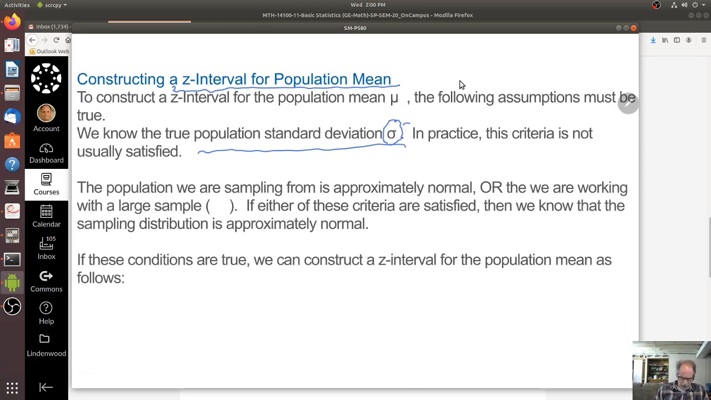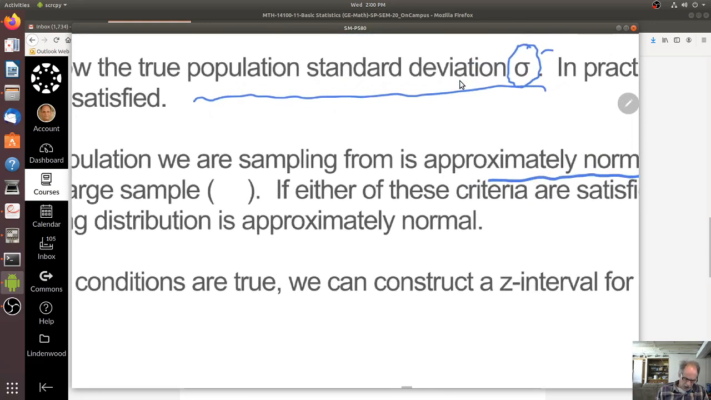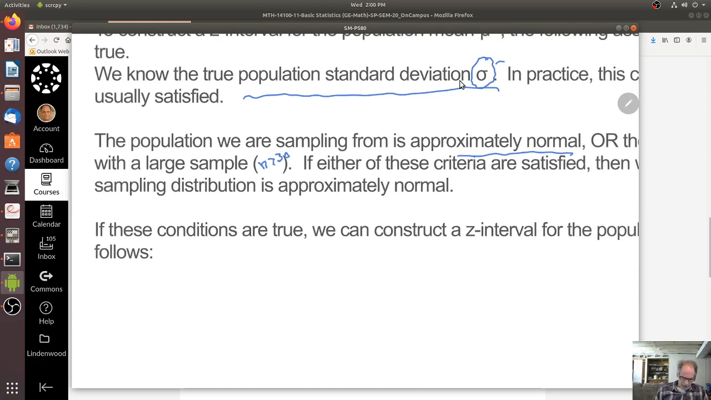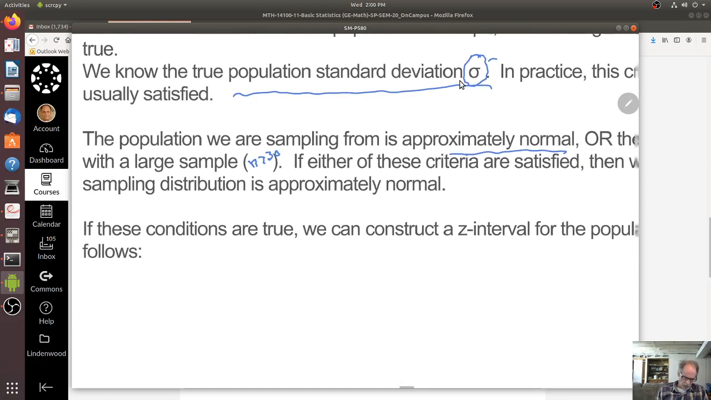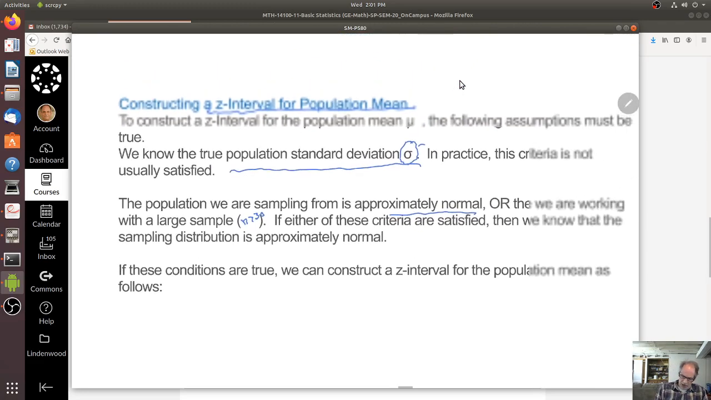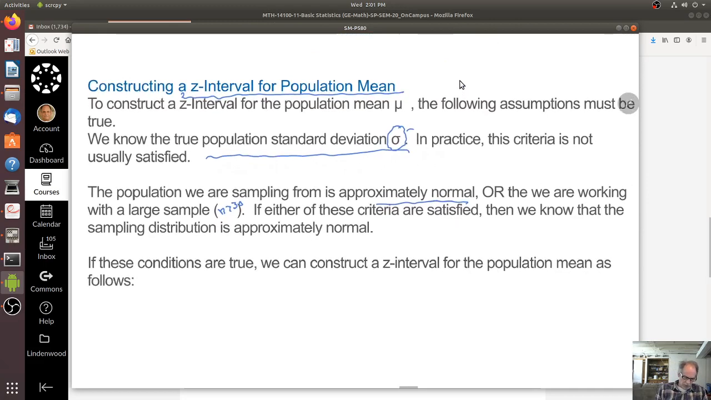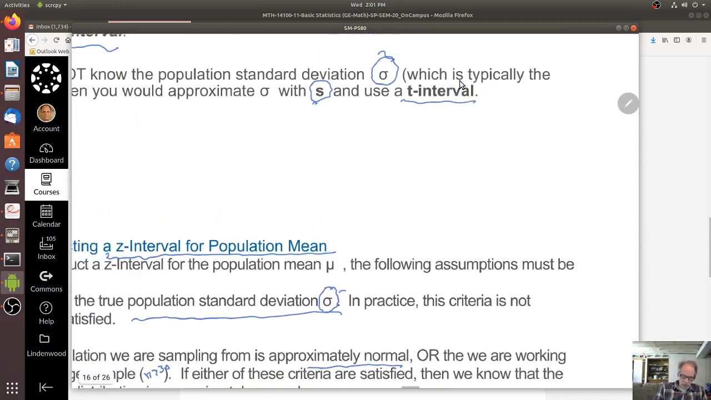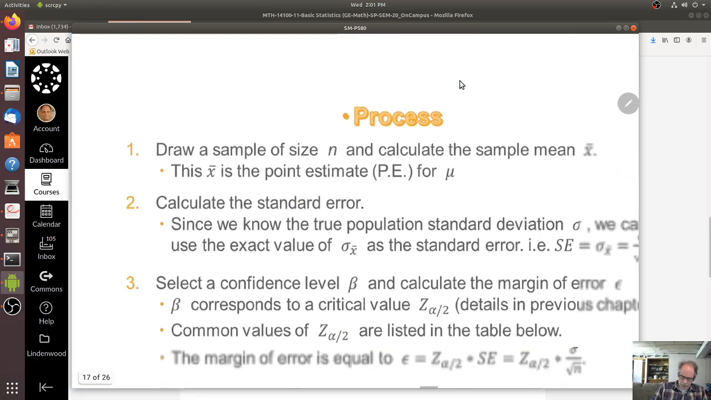If we know that the population is normal, or if we're working with a large sample, and remember the rule of thumb is that means n is greater than 30. If either of these criteria are satisfied, then the sampling distribution is approximately normal. Well, those criteria are always going to be satisfied in this class because we're working on problems where we assume that they're satisfied. But we might be asked to justify it.